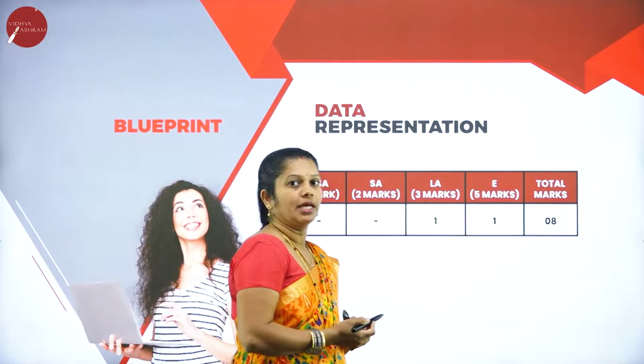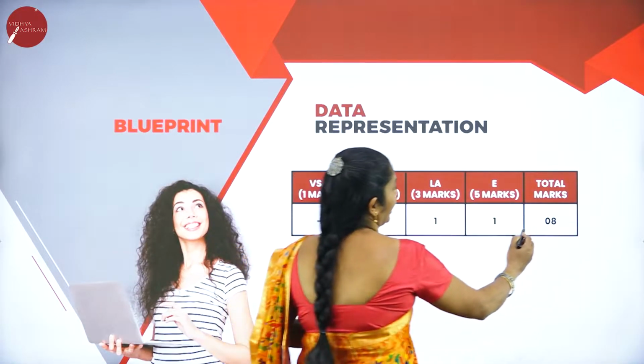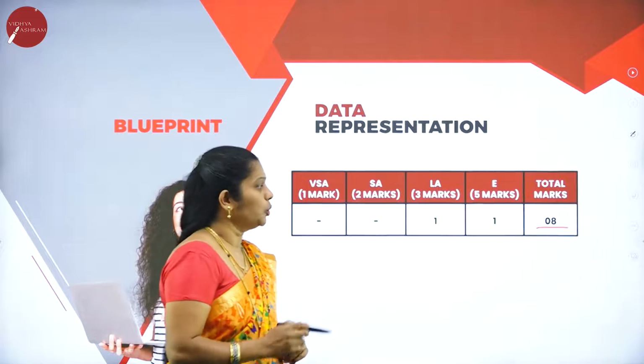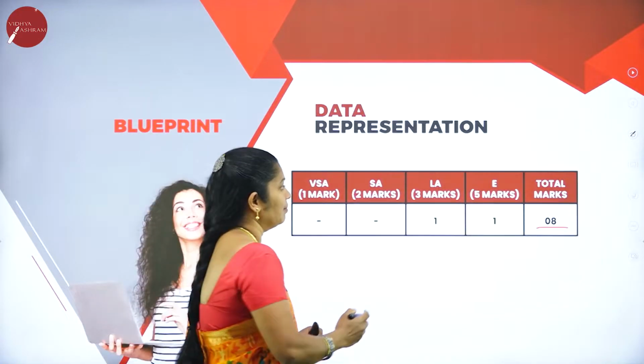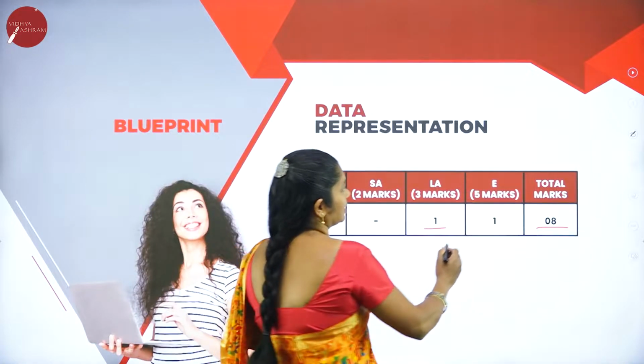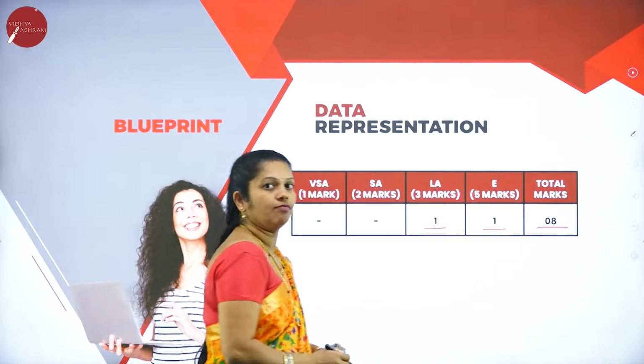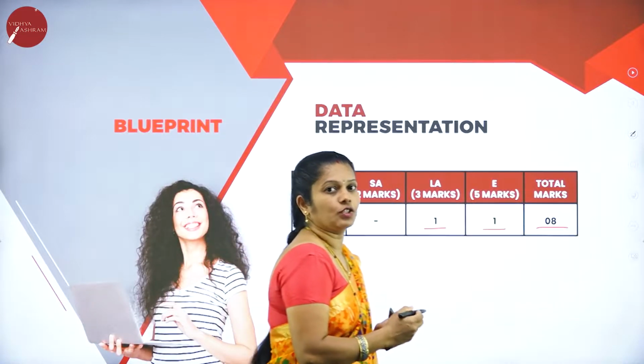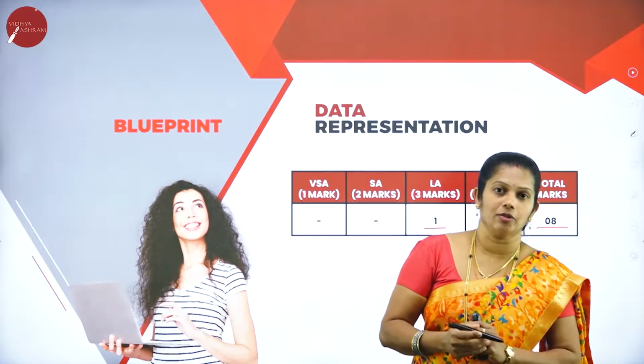In this chapter, in the annual exam, you will get 8 marks. Only 2 questions they will ask in the annual exam: in part C, 1 question for 3 marks, and in part D, 1 question for 5 marks. The total weightage of this chapter is 8 marks in the annual exam.